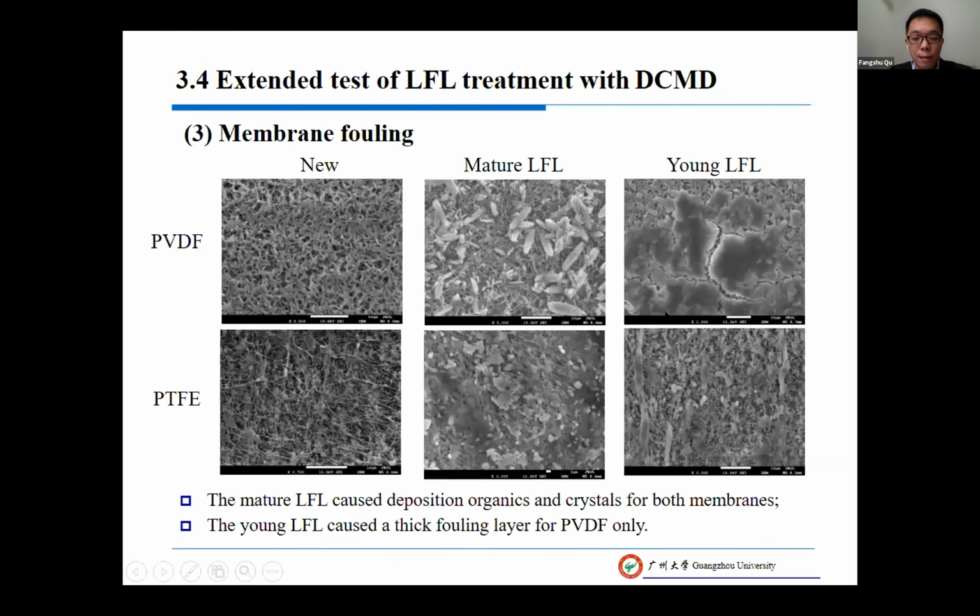To better understand the fouling, SEM images of the fouled membranes were taken. There are a lot of crystals on the membrane fouled by the mature landfill leachate. For the PVDF membrane, the young landfill leachate caused much more organic deposition, resulting in a very thick fouling layer. This is consistent with the most severe flux reduction in landfill leachate treatment with the PVDF membrane.